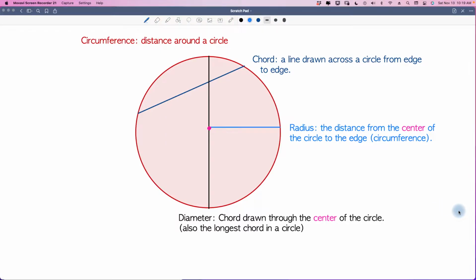Welcome, Prealgebra students. We're in lesson 60 today. We're going to talk about circles.